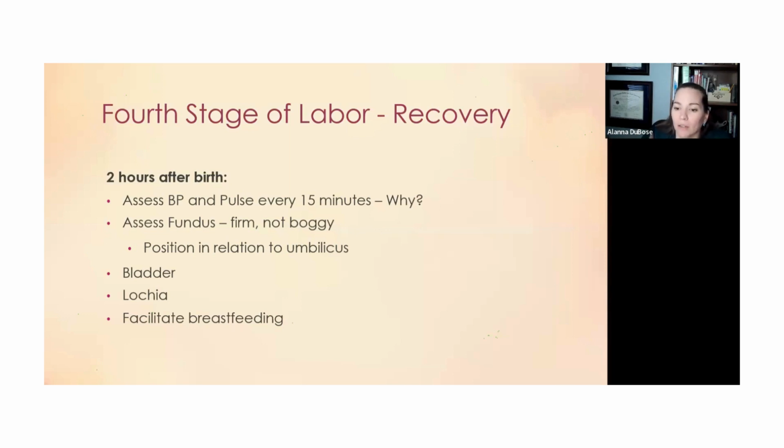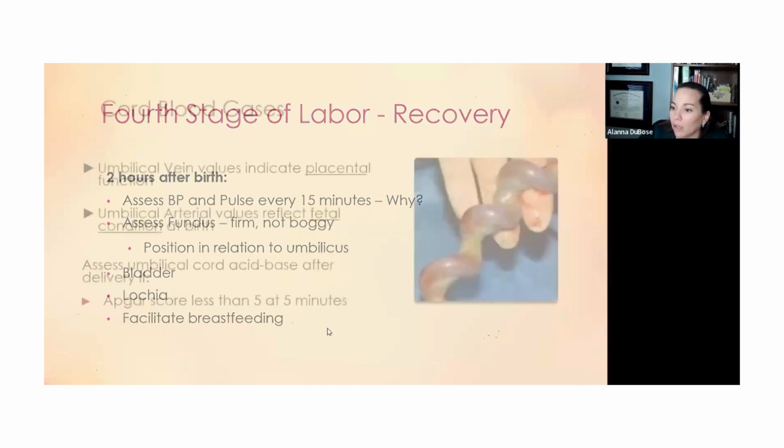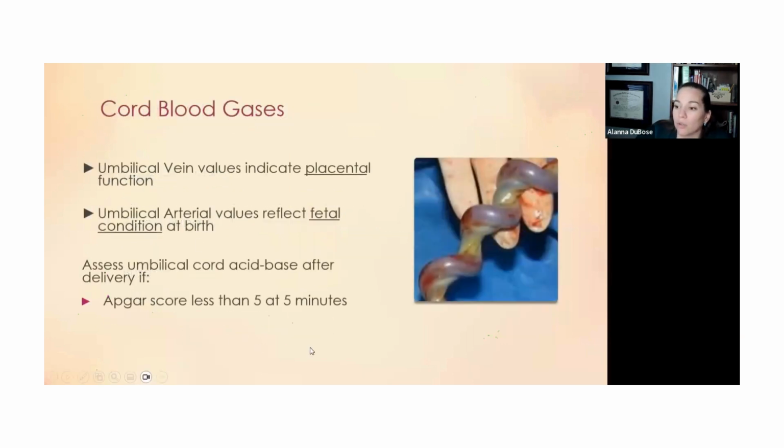And I see your question in there too about the APGARs back here. So this is true. You're definitely going to get cord gases if the APGAR is less than 5. But some facilities, like my facility, want blood gases on every baby, actually. So it's just another lab that we definitely want to get if we know the baby is compromised in some way. But sometimes we get it anyway. So it just depends on what the doctor orders.